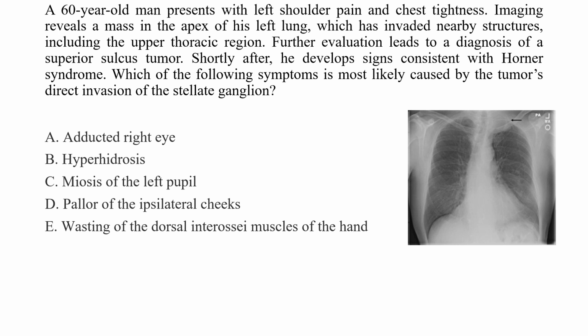Now, our task is to figure out which symptom is most likely a result of the tumor's direct extension into the stellate ganglion. The stellate ganglion is part of the sympathetic nervous system and, when affected, can lead to various symptoms, including those of Horner syndrome. The options provided are A. Adducted right eye, B. Hyperhidrosis, C. Miosis of the left pupil, D. Pallor of the ipsilateral cheeks, E. Wasting of the dorsal interossei muscles of the hand.